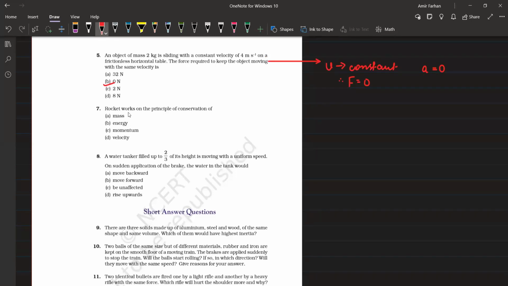Now, the rocket works on the principle of momentum. Momentum is not a part of your syllabus. Some of the schools have momentum, but some of them do not. So I've told you already. So tell me the last one.